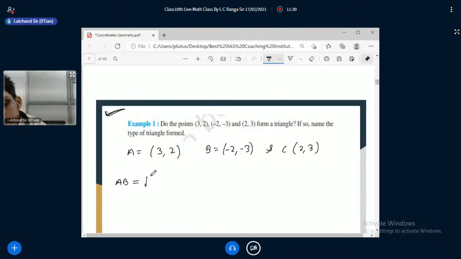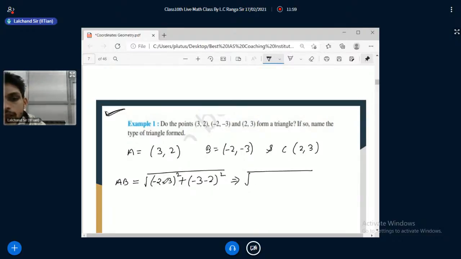Apply distance formula. So if we apply distance formula between A and B, then we have (-2-3) whole square plus (-3-2) whole square, isn't it? If you simplify this, we have 25 and here again 25. So this is equal to √50. Okay, is AB the correct distance or not? AB is matching with your distance. Is there any calculation mistake?